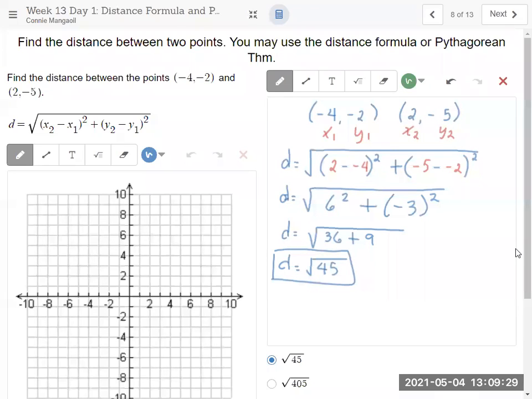Say you don't put in the subscript. Where can I write this down? I'll write it down here. So you have -4, -2, and then 2, -5. So let's just say that this is x, y, x, y. All right, just type in x, y, x, y. Don't put in the subscript, that's okay. So the distance, this is your x, right? And this is your y.